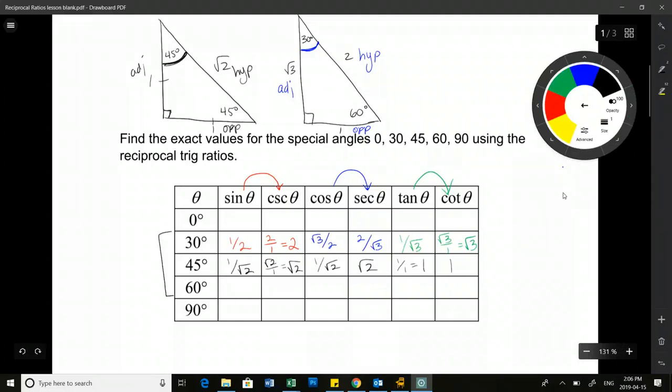Wait, so what do these arrows mean? I'm just showing that these are reciprocals, like sine and cosecant are reciprocals. So when I go from 1 over 2, the reciprocal of that is just going to be 2 over 1, right? So I'm just showing that those things are kind of like pairs. Yeah, we're just flipping them, yep.